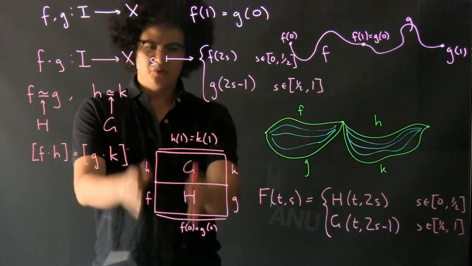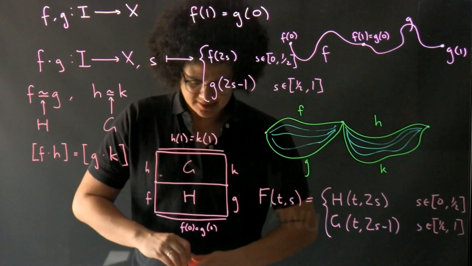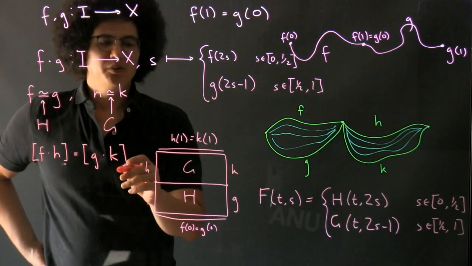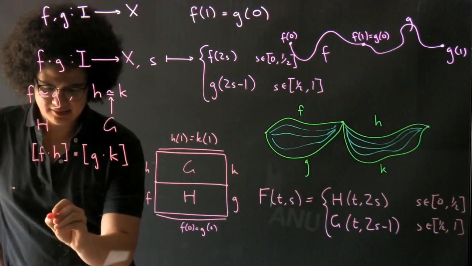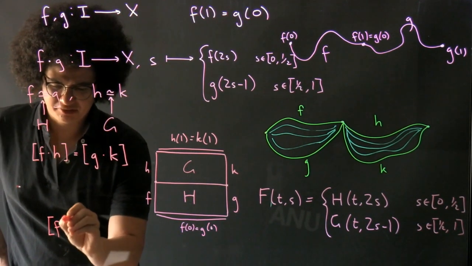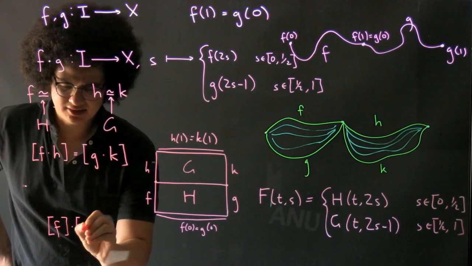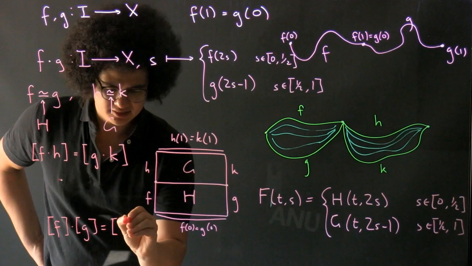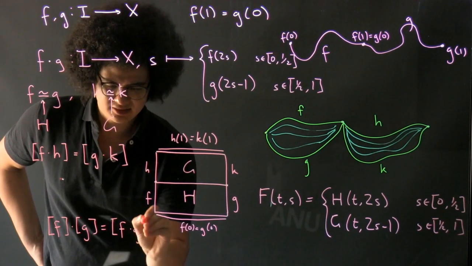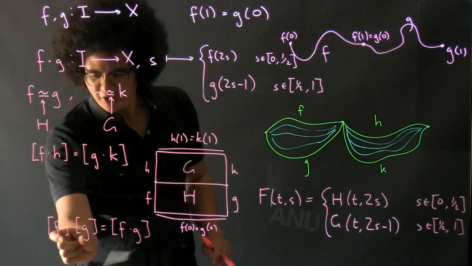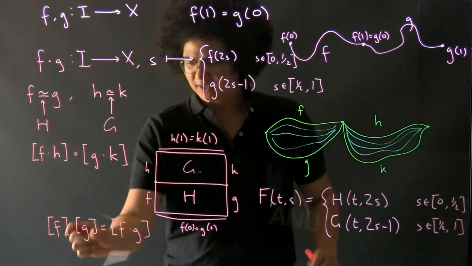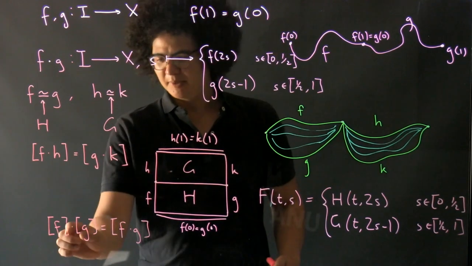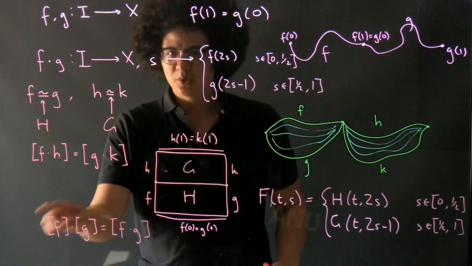So we've constructed a homotopy, and what this tells us, among other things, is that if we set this to be equal to this, so now we're defining an operation on homotopy classes of paths, that this is a well-defined operation.